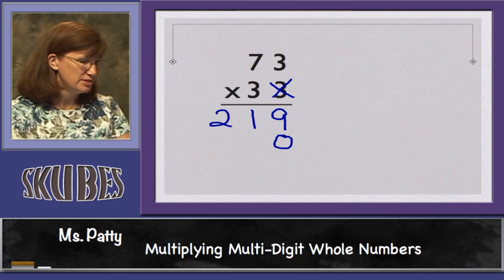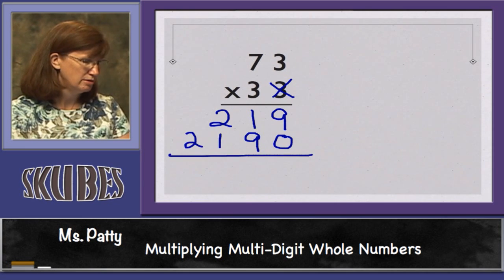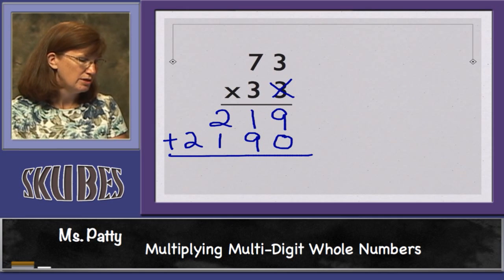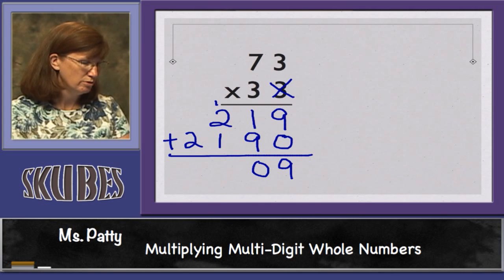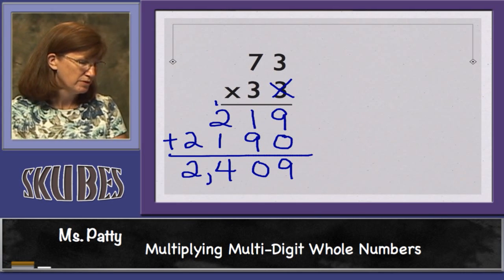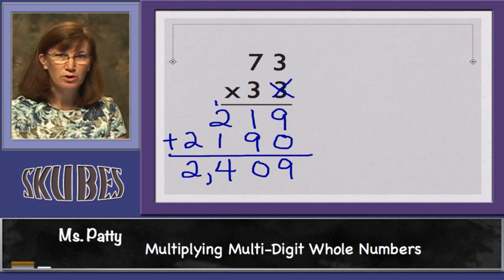3 times 3 is 9. 3 times 7 is 21. Write your 1 and then write your 2. Draw your line, plus sign. 9 plus 0 is 9. 1 plus 9 is 10. Write your 0, carry your 1. 1 plus 2 is 3. Plus 1 is 4. And bring down your 2. Add your comma. The answer is 2,409. And that concludes this lesson.